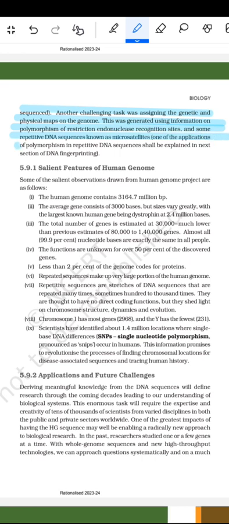One of the applications of the polymorphism in the repetitive DNA sequence will be explained in the next section, DNA fingerprinting.